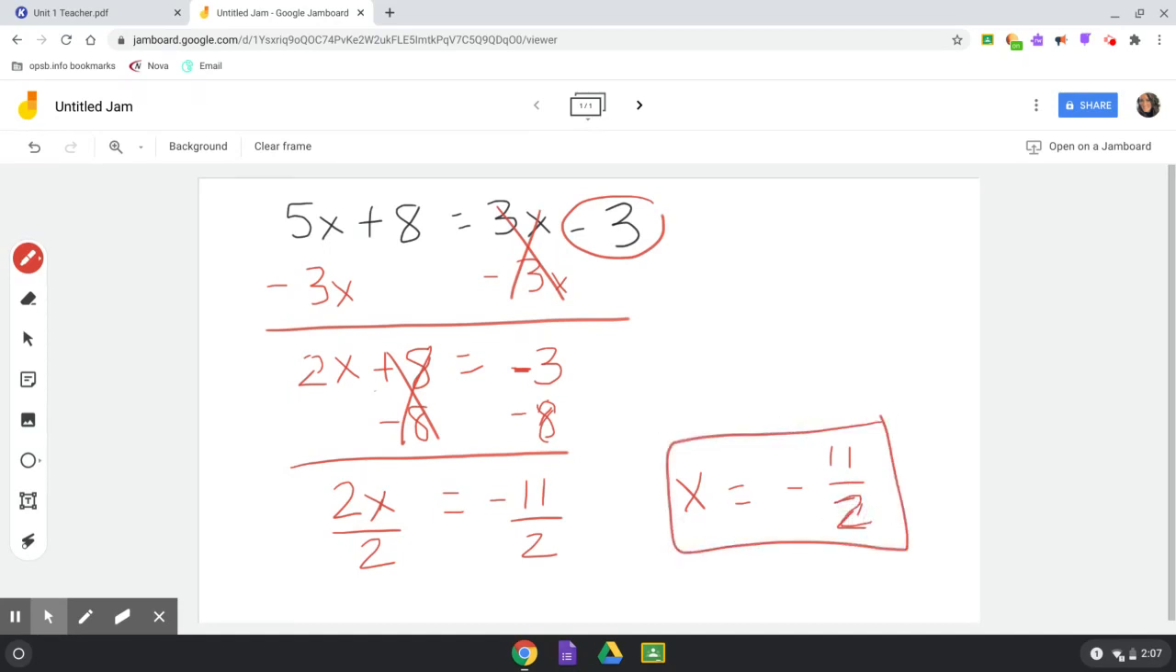Now that is how I solve it. You can do it differently. You can start by subtracting 8 from both sides, you can start by subtracting 5x, you can start by subtracting 3x, or you can start by adding 3. It doesn't matter where you start. You can start anywhere, and you should end up with negative 11 halves. Okay, that's part A.